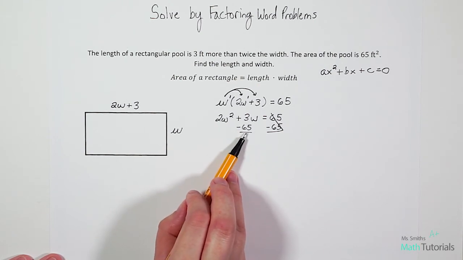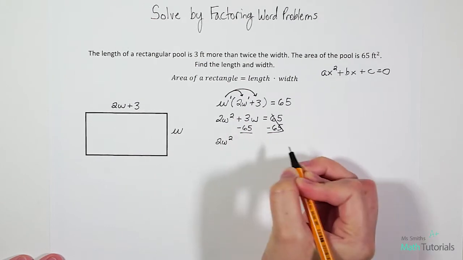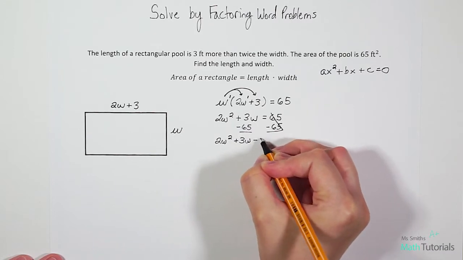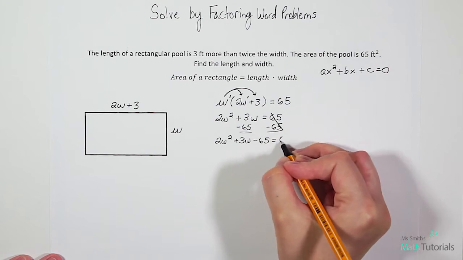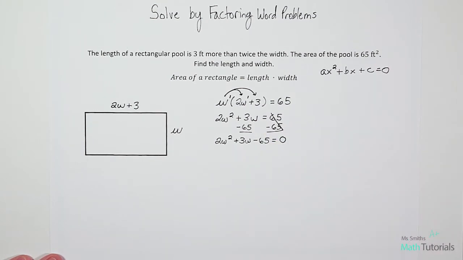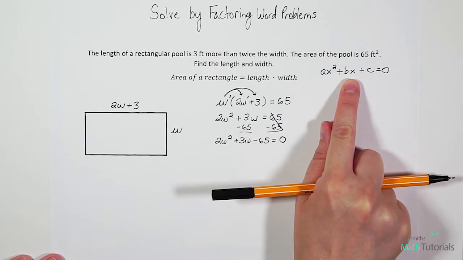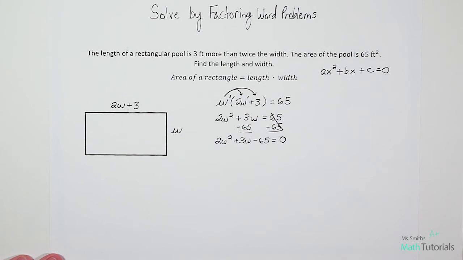It has no W. What I can do is just rewrite this. 2W squared plus 3W minus 65 equals 0, because our 65's canceled. So now we've got a quadratic equation that is in standard form, and we can go ahead and factor it.